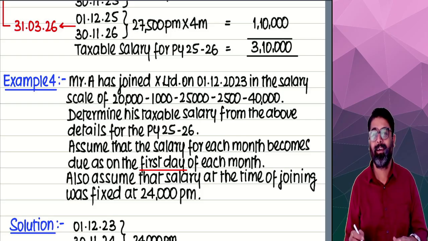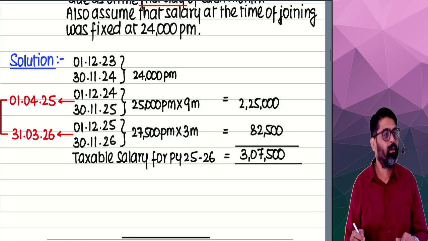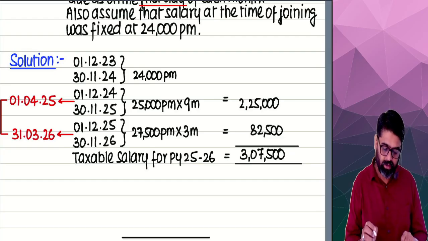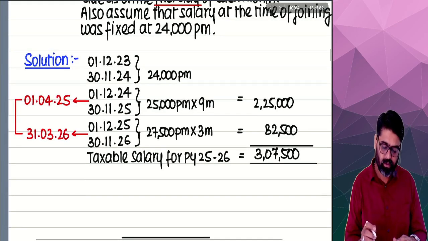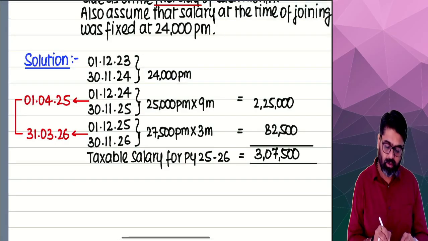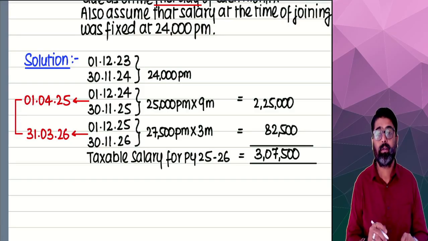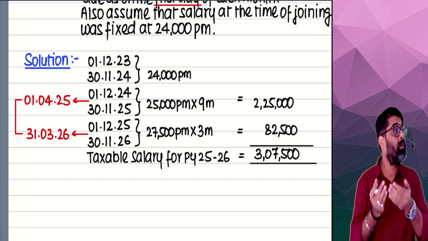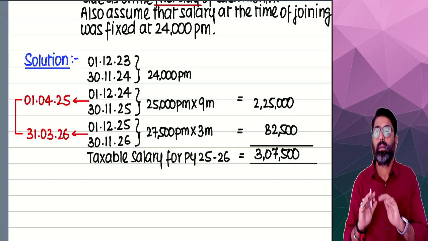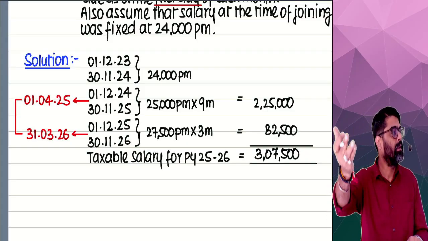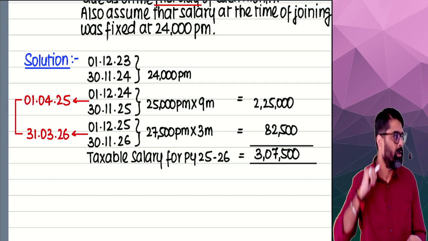Three lakh 7,500. First year is 24,000. Second year 25,000. Third year 27,500. That is not going to change. But now instead of April to November, I will charge March to November. Last year March to this year November will become due in this year. And this year March I will not tax. So this year's March will be taxable in the next year because it becomes due in the next year.